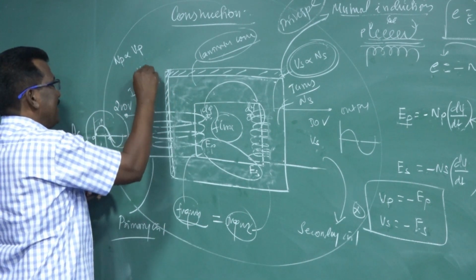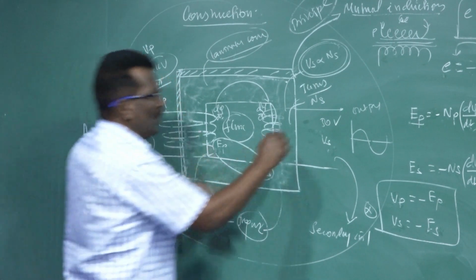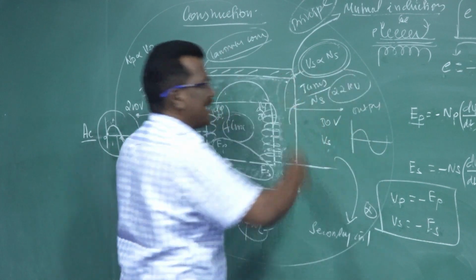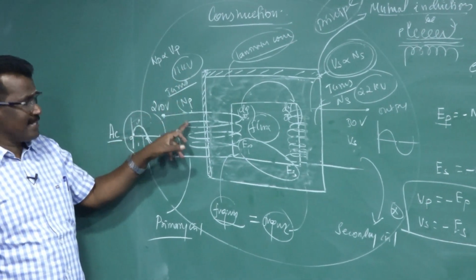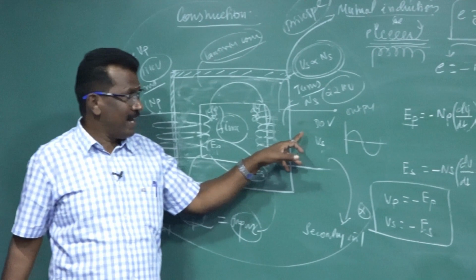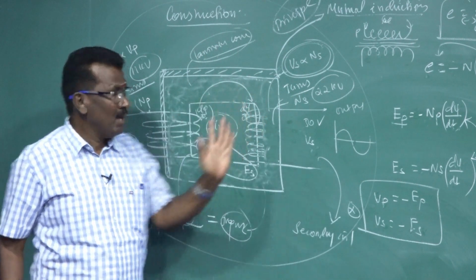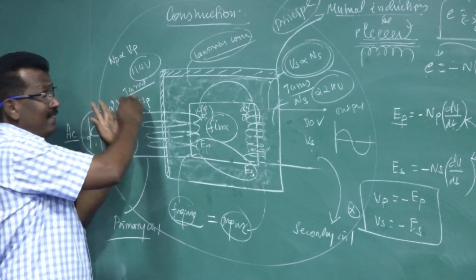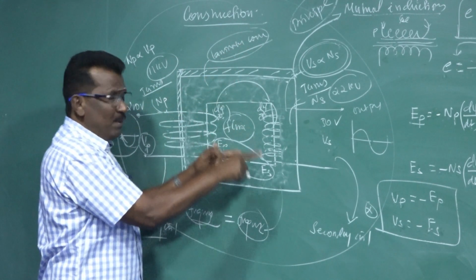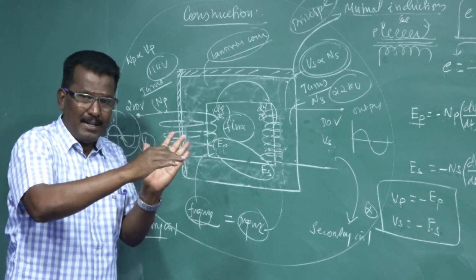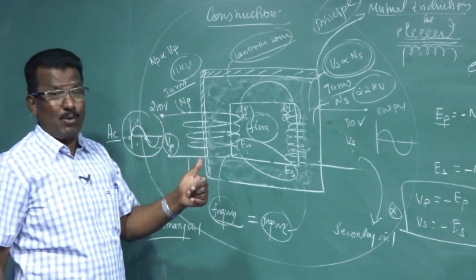Suppose I am applying 11 kV across a primary, and 22 kV is taken out across a secondary. Here K means kilovolt. 11,000 volt applied across a primary, 22,000 volt taken out across a secondary. So this kind of transformer is a step-up transformer: 11,000 volts into 22,000 volts. Here it is 200 volts into 50 volts. Where the obtained voltage is lesser than the applied voltage, it is step down. Where the obtained voltage is greater than the applied voltage, it is step up.